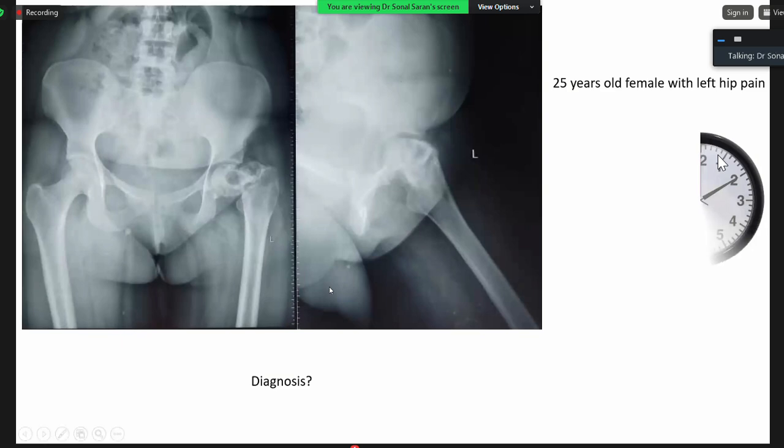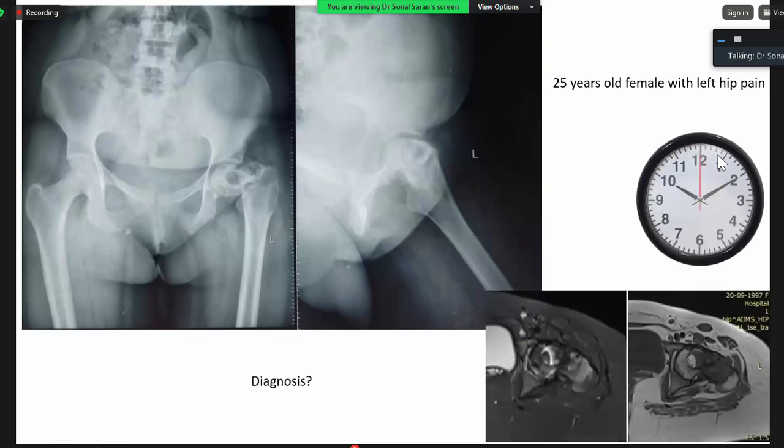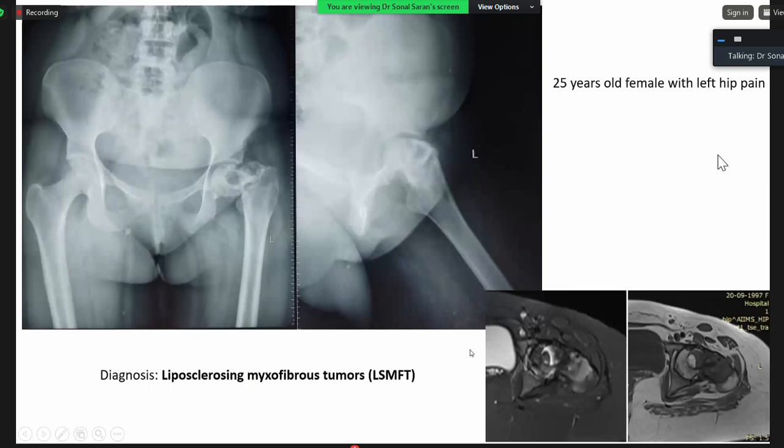There is another entity also known in this area, in the intertrochanteric region, and that basically contains fat in it. You can see on this MR a focus of fat over here, which is suppressed on the fat suppressed sequence. The diagnosis is liposclerosing myxofibrous tumor.